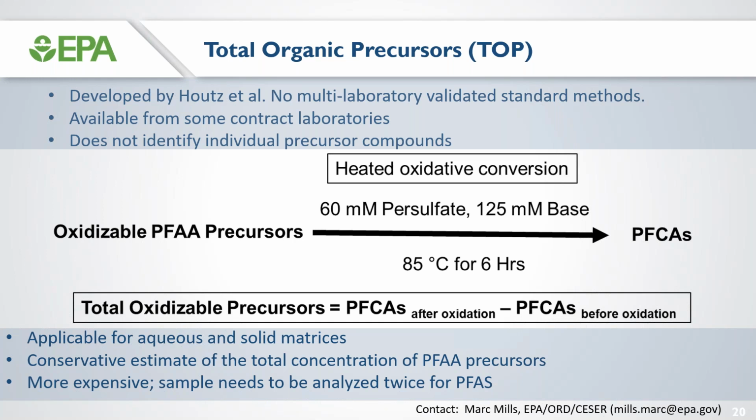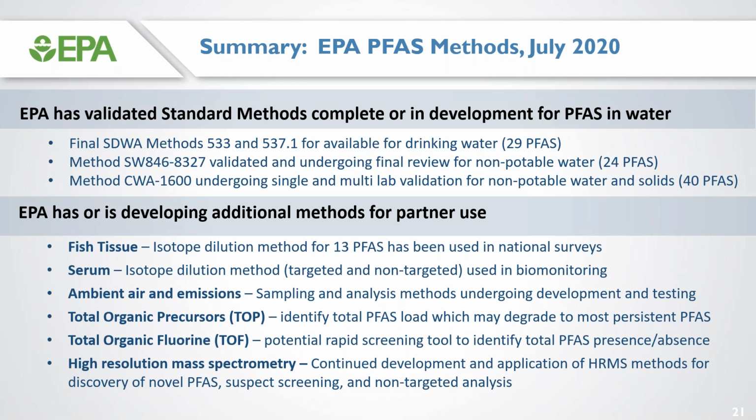So in summary, we've got two drinking water methods that have been multi-validated and are available for drinking water analyses. We have the direct injection method that's been multi-lab validated and hopefully will be finalized at the end of this month. And then we are continuing our single lab validation process for the isotope dilution method under the Clean Water Act for 40 PFAS. And then we continue to work on developing methods in the laboratory for fish tissues, serum, ambient air, which I haven't talked about at all, TOP and TOF, and then we also continue to develop standard operating procedures and applications for high-resolution mass spectrometry non-targeted analysis as well.